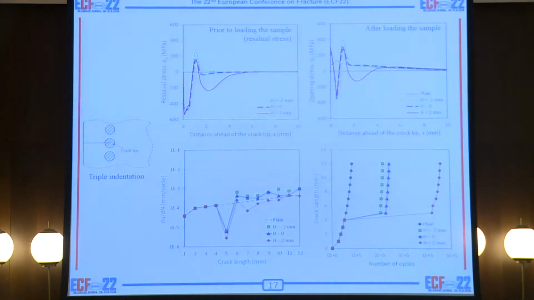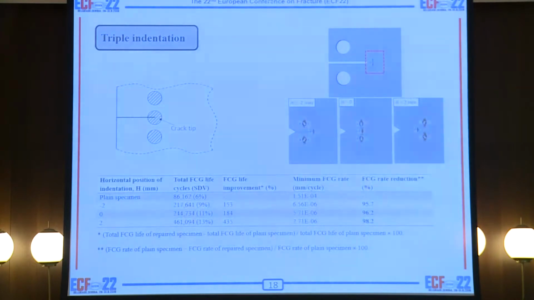In this case also, the best case for obtaining the maximum residual stress was H equal to 2 millimeter, which is indentation on both sides of the crack in front of the crack, and having the indentation at the crack tip. So for single indentation, we had 143%. Double indentation in the best case was 265%, and for triple indentation, we had 435% of fatigue crack growth improvement, which is 4 times higher fatigue life by this method.